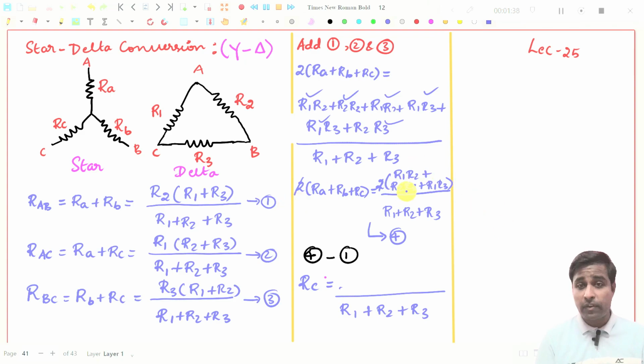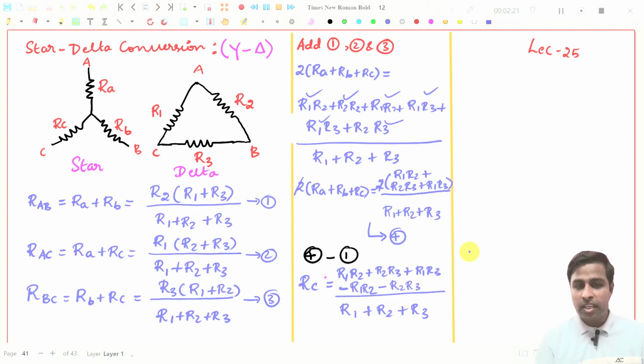In the numerator, first you have to write expression number 4. So I will write here R1 R2 plus R2 R3 plus R1 R3 minus, because expression number 1 has to be subtracted. So this one will be minus R1 R2, minus R2 R3, minus R2 R3.